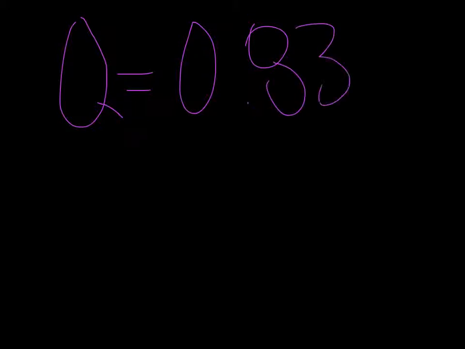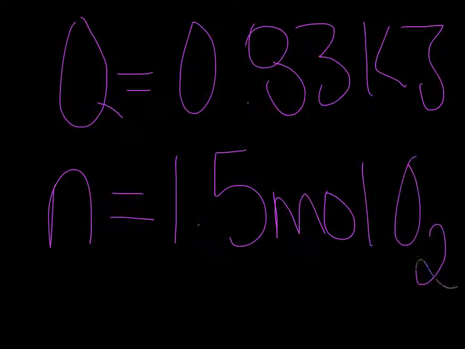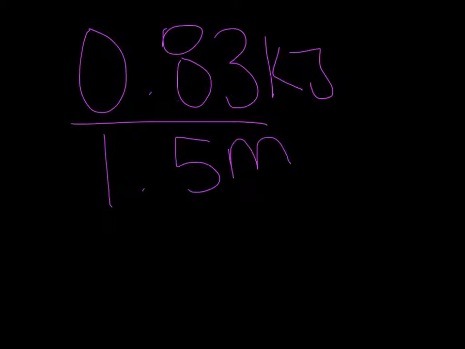So now that you have your energy of 0.83 kilojoules and your moles of 1.5 oxygen gas, you are ready to calculate for your molar heat of reaction. To solve for your molar heat of reaction, you need to take your 0.83 kilojoules of energy and divide that by your 1.5 moles of oxygen gas.